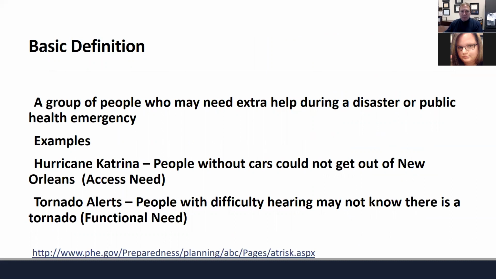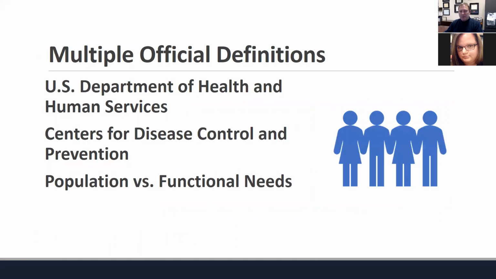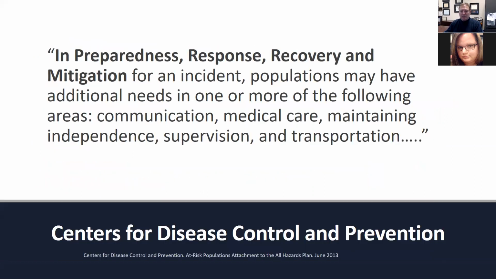So I talked about the people in Hurricane Katrina, tornado alerts, people with difficulty hearing. Again, just think about what type of functional needs or what type of vulnerabilities people may have that are either in your immediate family or work for you or are a part of your organization. There are a number of different definitions, but primarily we're looking at how we provide care or communicate with them. But the aim is to help people maintain their personal independence.